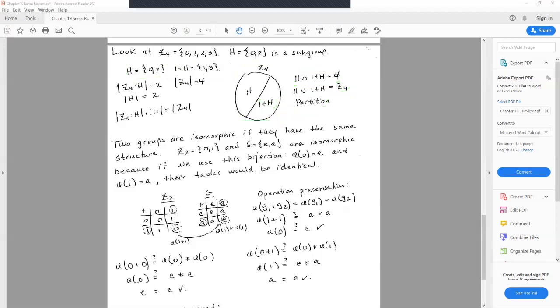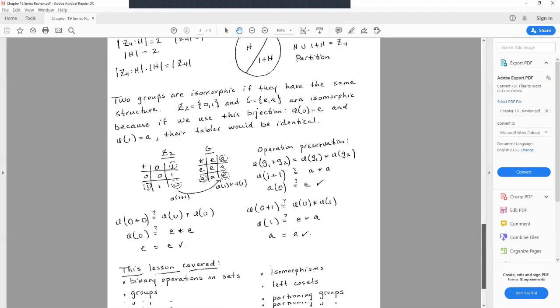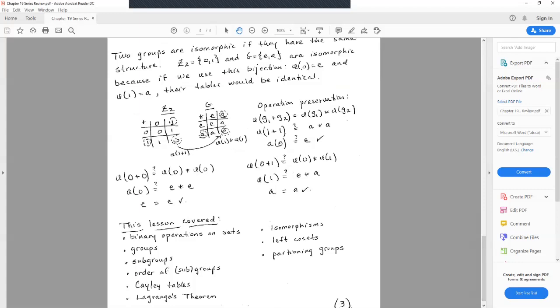Okay, let's review isomorphism. Remember that 2 groups are isomorphic if they have the same structure. For simplicity, I chose to look at Z2, which contains the integers 0 and 1, and then group G, which contains e and a, where e is the identity. These are going to be isomorphic to one another because I can map the 0 to e, and I can map the 1 to a. In other words, I can let 0 equal e, 1 equal a, and I can substitute into either table, and I would generate an identical table.